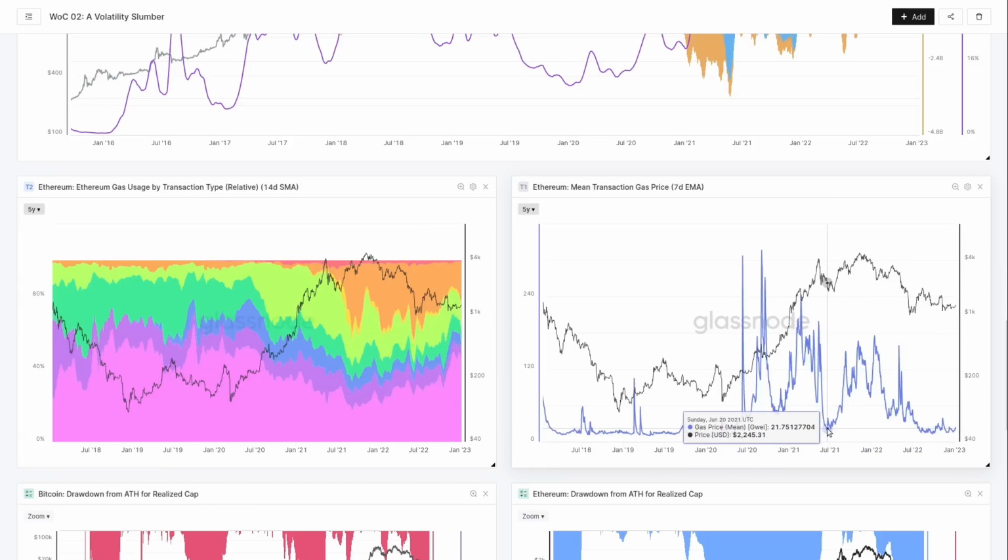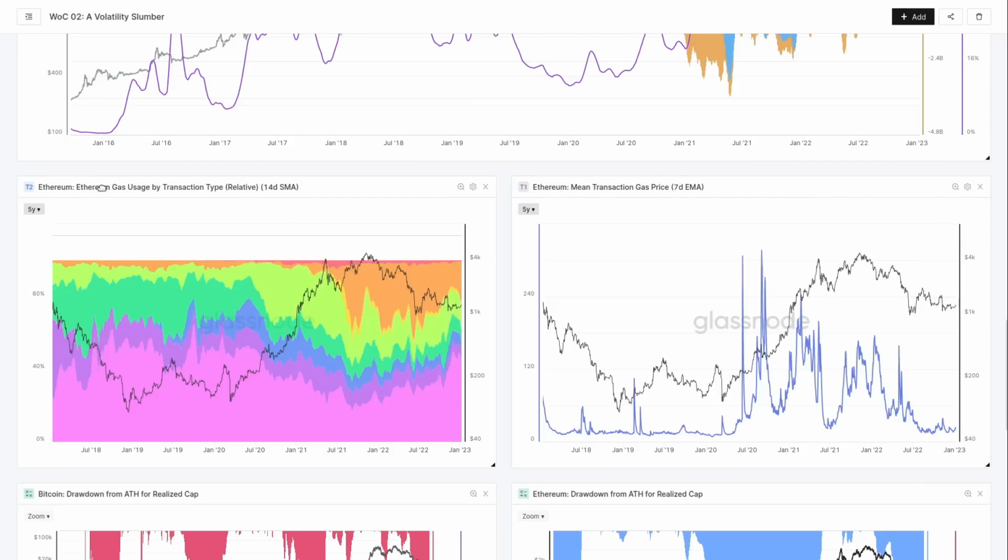The last time we saw this was July 2021 after we had our first major peak and sell-off, and then back here before the bull market in 2020, so following the COVID collapse. So very, very light on-chain activity. There's not a great deal of sectors that are really booming at the moment.